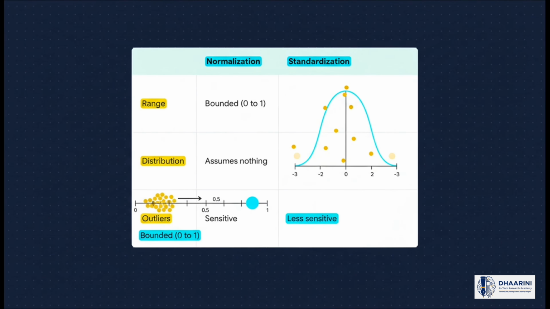So the million-dollar question, which one should you actually use? Well, here's the breakdown. Normalization gives you that nice, tight range. But look at that last row, outlier sensitivity. It's a big deal. If you have one person with a crazy high income, normalization will squash everyone else into a tiny little corner between 0 and 0.1. It's really sensitive. Standardization, on the other hand, isn't bothered as much by those outliers, which is why it's often the safer default choice for many people.